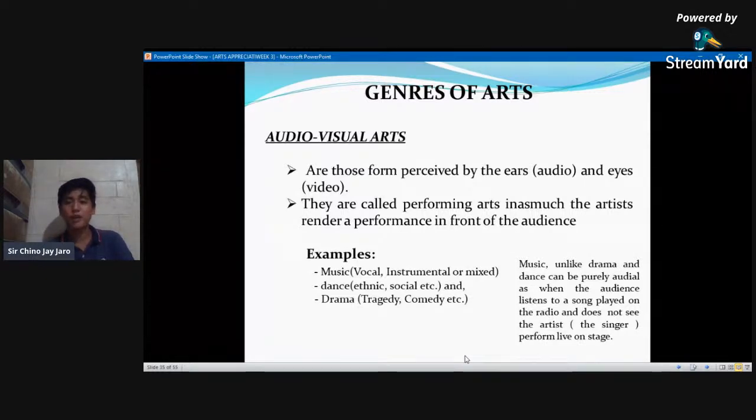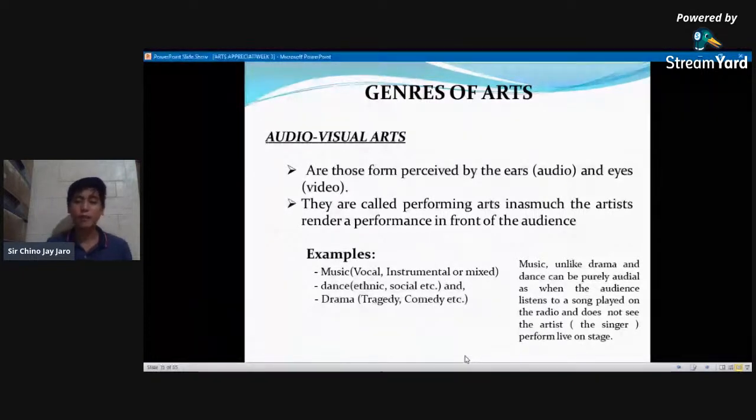They are called performing arts in as much as the artist renders a performance in front of the audience. So example nga nito is music, vocal, instrumental, haluman or mix. For dance, ethnic, social, we have different types of dance. We have also contemporary, and ballet, that is somewhat related to dance. Drama, tragedy, melodrama, comedy, farce, so marami pang iba. Okay? Pero meron tayong tinatawag na ang music is pwedeng napakikinggan natin siya kahit walang nagpe-perform.